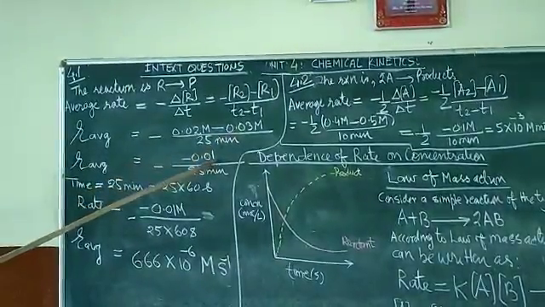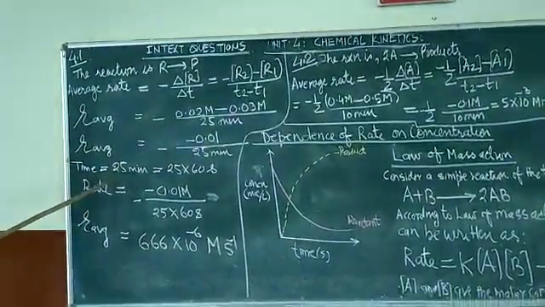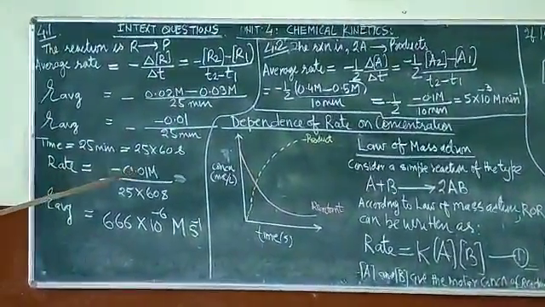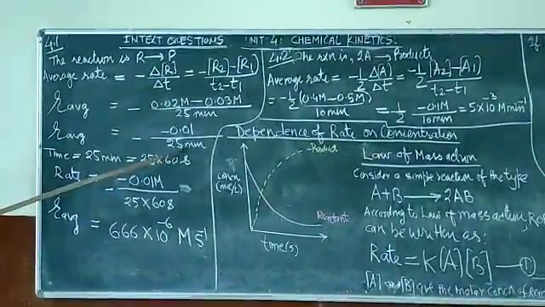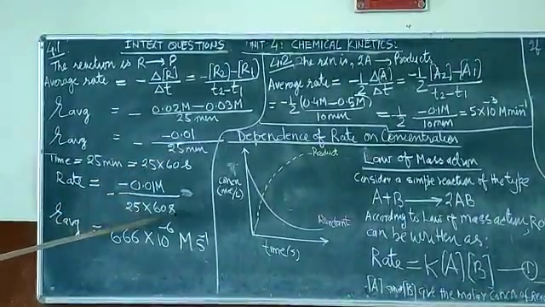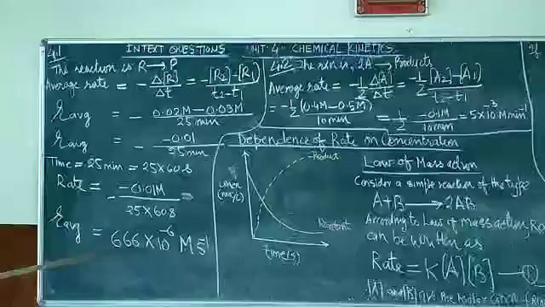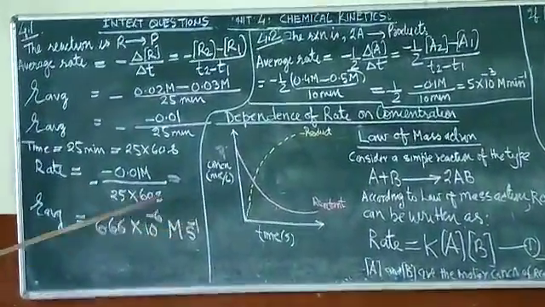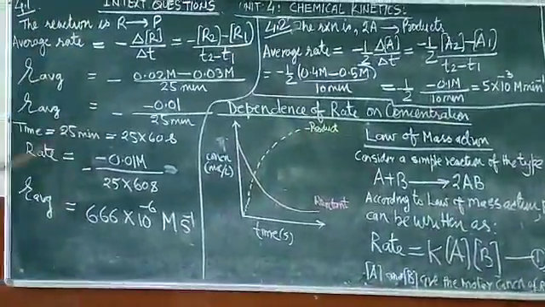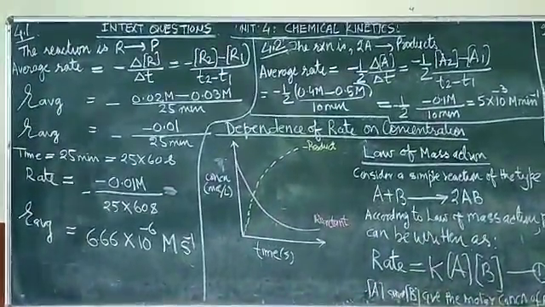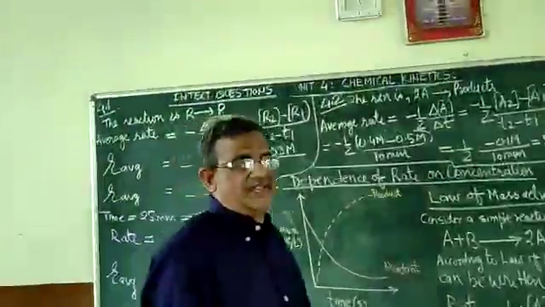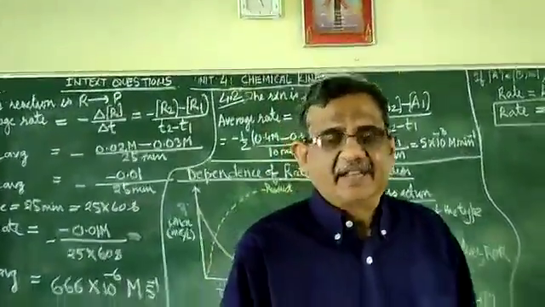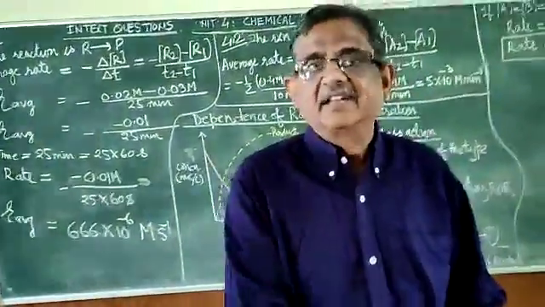I get this here. Now, converting minutes into seconds, I write rate is equal to this much upon 25 minutes, which becomes 25 into 60 seconds, and your answer is 6.66 into 10 to the power minus 6 M s inverse. This is the first in-text problem based on average rate of reaction. Remember, numericals would be asked on both the rates, either the average rate or the instantaneous rate.